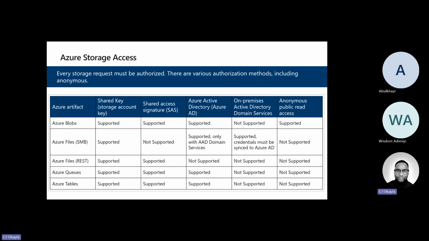So Azure storage access, for instance, for any access to a storage account, there must be an authorization needed. And we have different authorization mechanisms, which also includes anonymous ones. So for instance, Azure Active Directory, like Azure Blobs or Azure Files REST, or Azure Files SMB, or you can use Azure Queues or Azure Table.